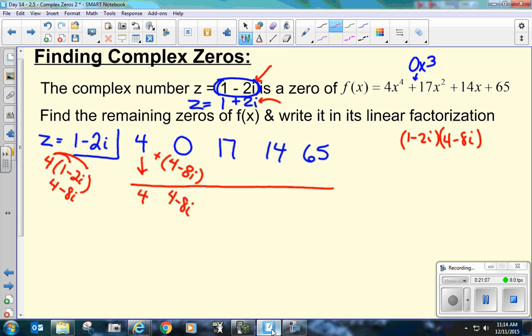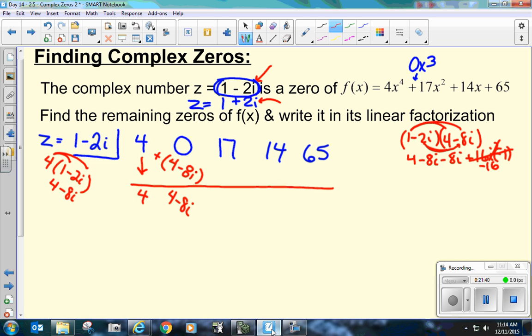And this product is what goes underneath 17. So 1 times 4 is 4. 1 times a negative 8i, negative 8i. 4 times negative 2i is negative 8i again. And then negative 2i times negative 8i is a positive 16i squared. But what is i squared? Negative 1. So this becomes negative 1. And what is 16 times negative 1? Negative 16. So now I'm just going to combine everything.